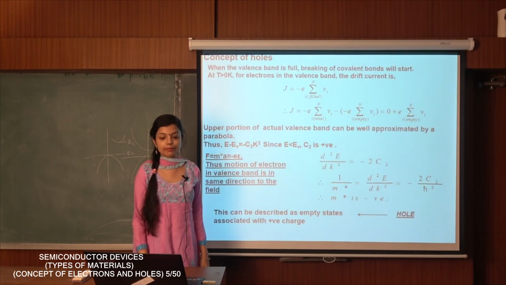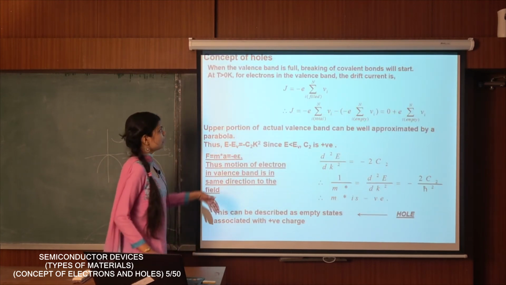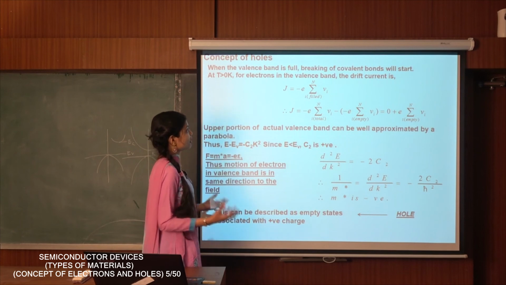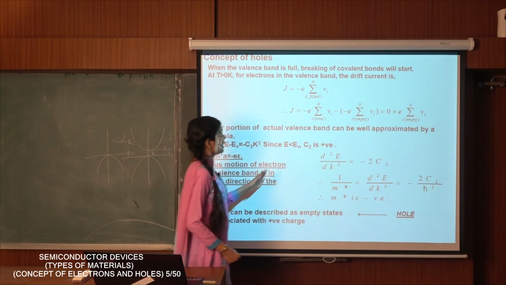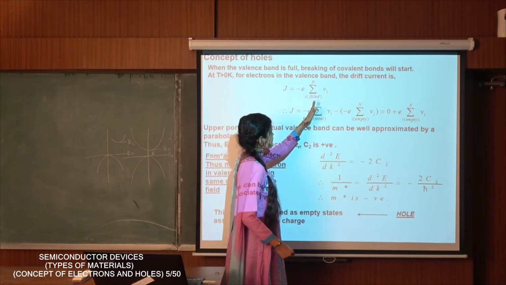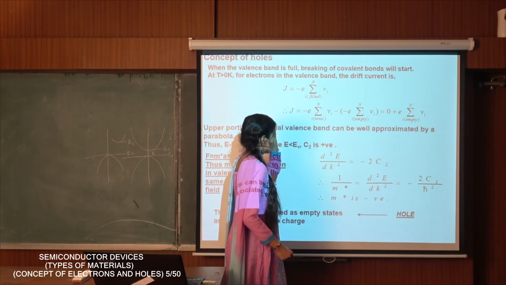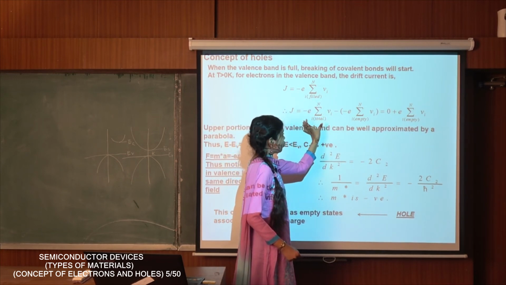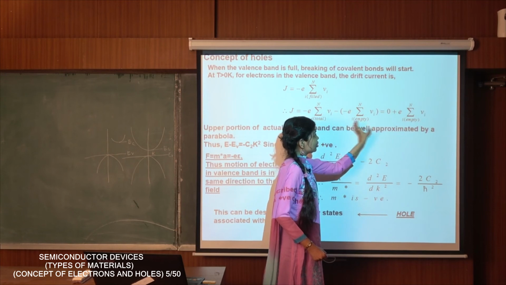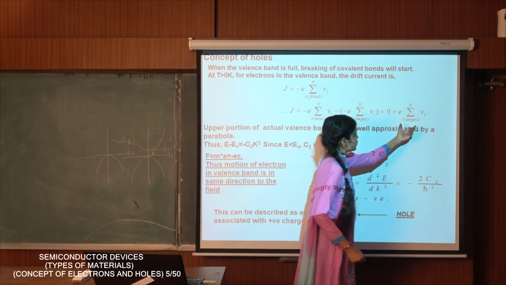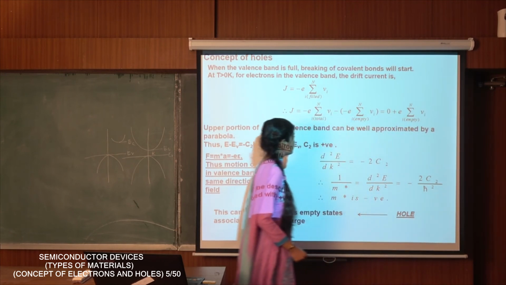Next we come to the concept of holes. When the valence band is full, breaking of covalent bonds will gradually start. Now the current density can be expressed in terms of the filled states. We can again express it as the total states minus the empty states. The total will naturally boil down to 0, and the current will be equal to the empty states portion.